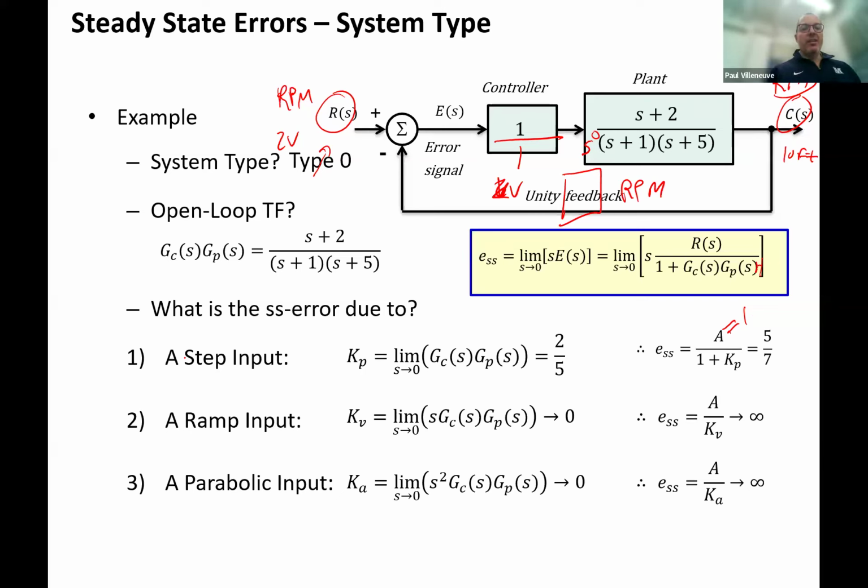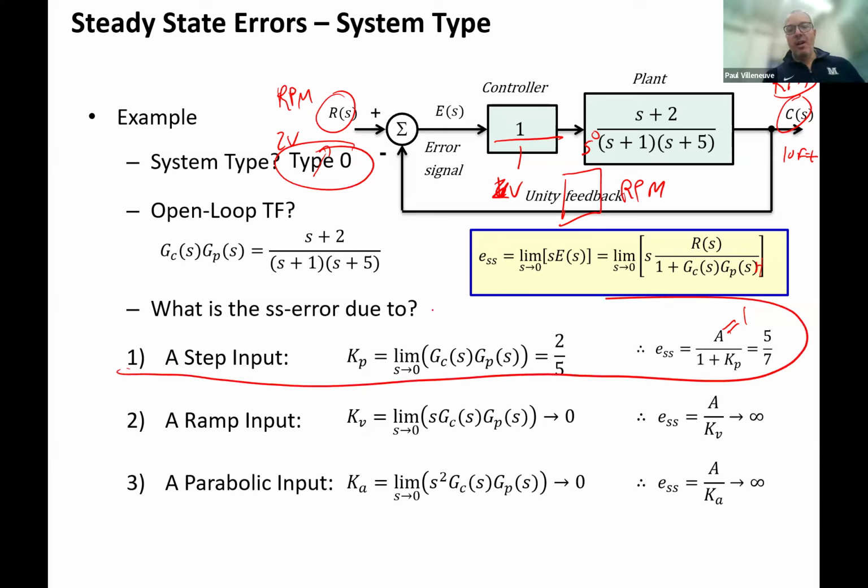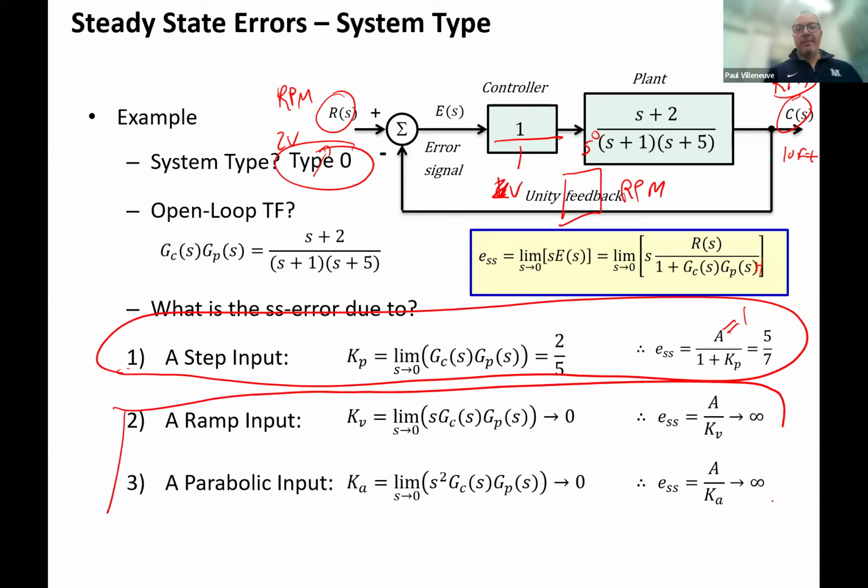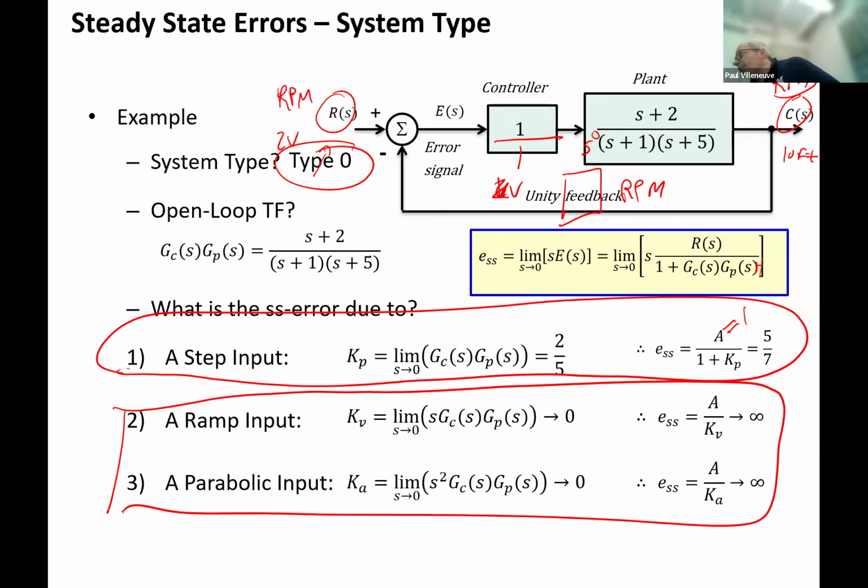So all you need to do is, for the system type that you see, do your one set of calculations, and then for these, you just look it up in the table, or in the slides that we talked about. What I mean by look it up is don't do the calculation. Just tell me KV and KA are 0, and ESS for both of those would be infinity. Does that make sense? I only have to do one set of calculations.